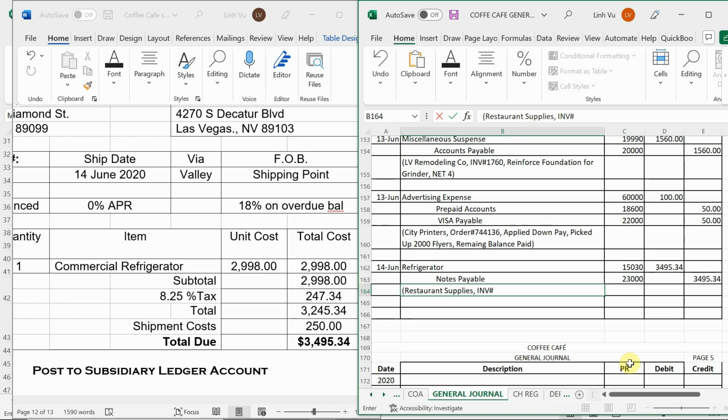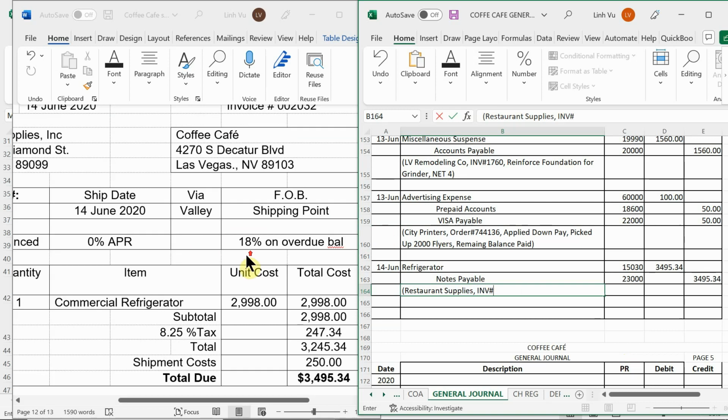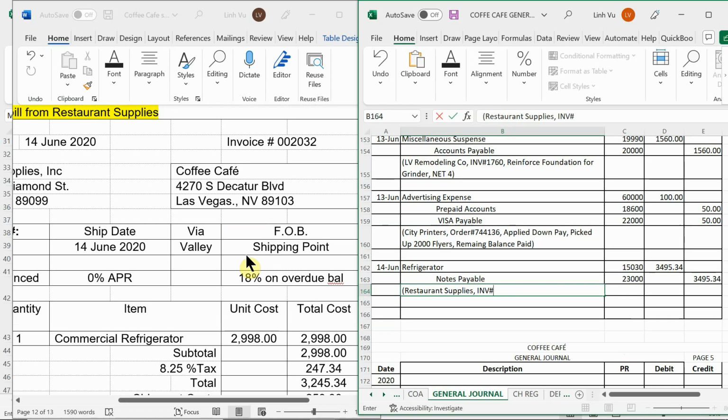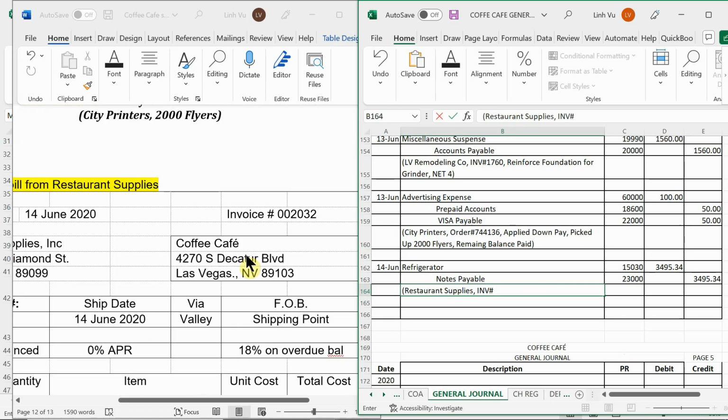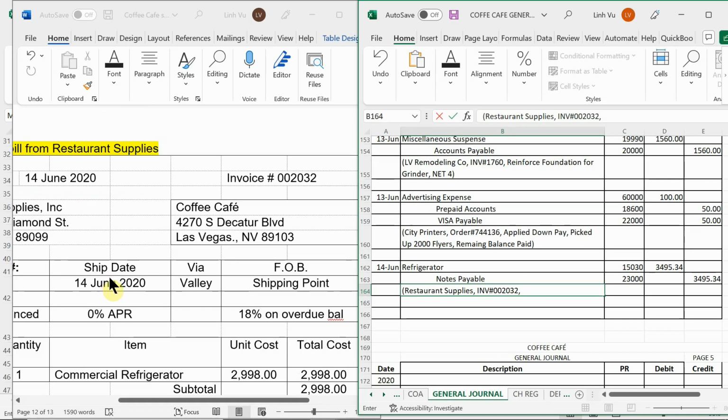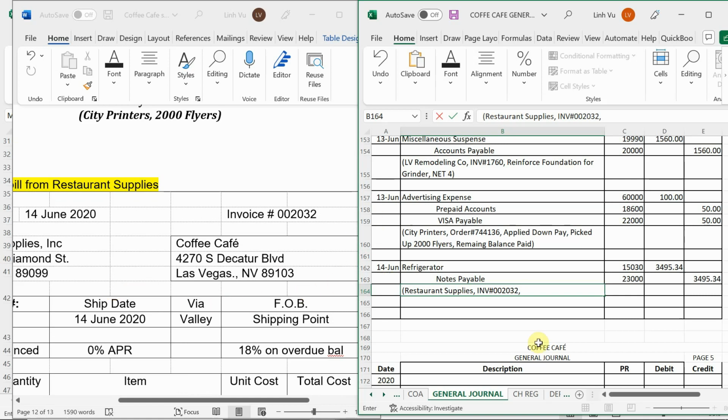And then for the notation, I went to restaurant supply for a commercial refrigerator, $2,889 plus tax, $247.34 plus shipping, $250 for account number 568912 on invoice number 002032. Was I given terms? 18 months, zero financing. After that, 18%.